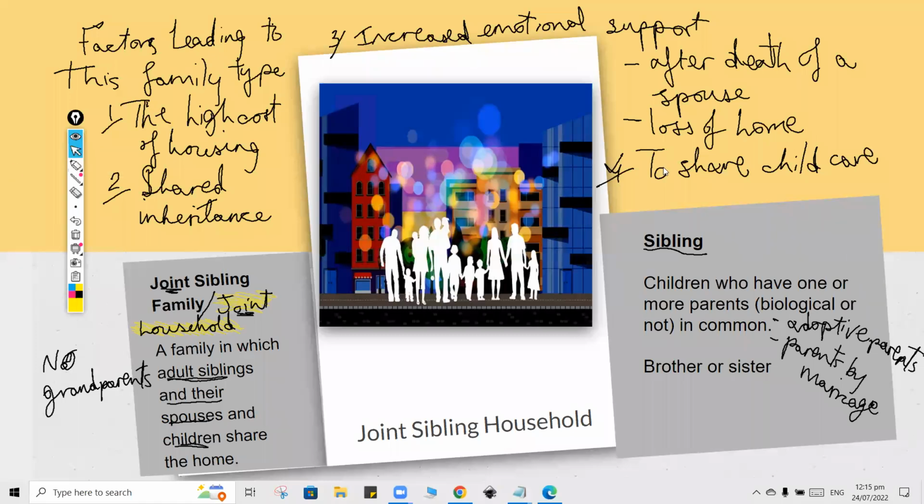All right, to clarify again, the thing that separates the joint household from the extended family that we looked at before is whether or not there are grandparents. So if there are no grandparents, but it's adults and children, it's a joint household, the siblings and their families.